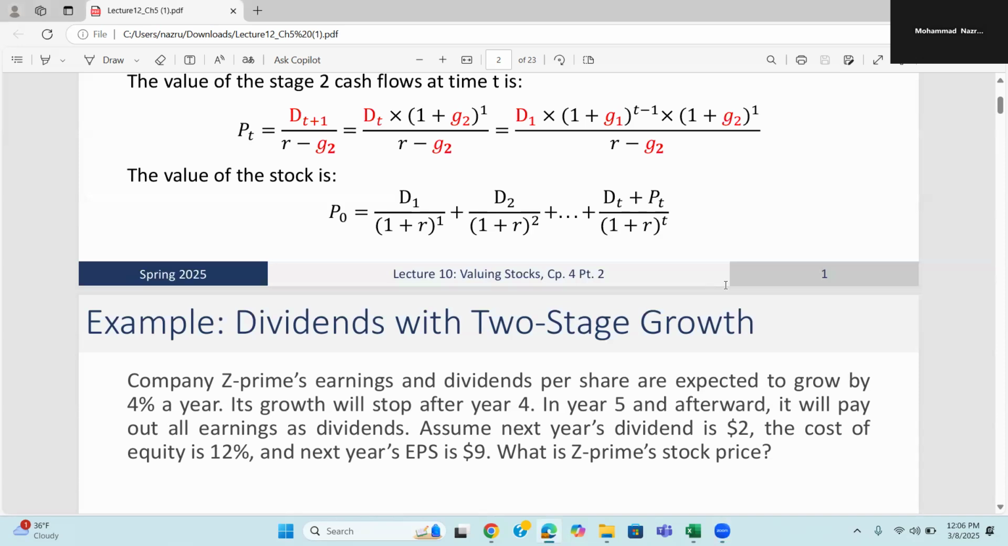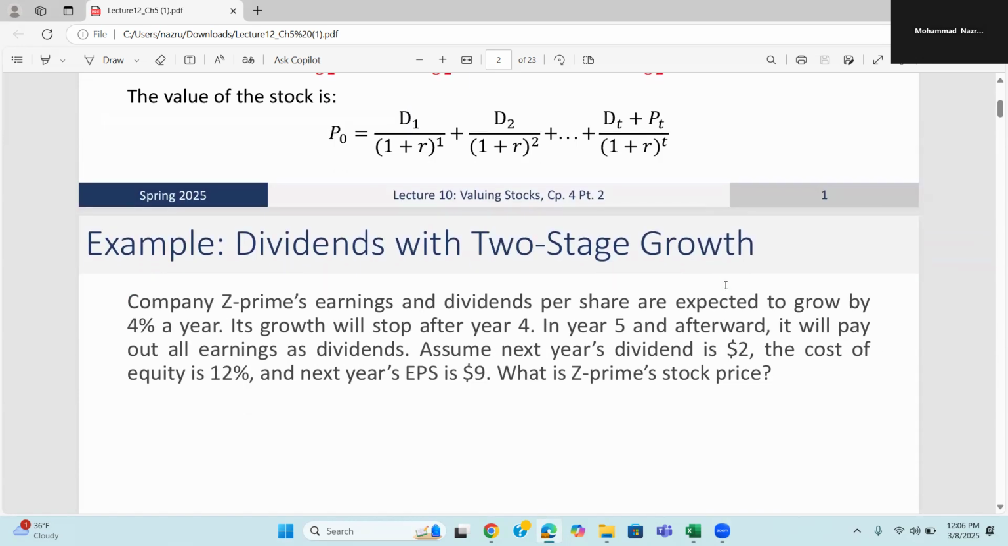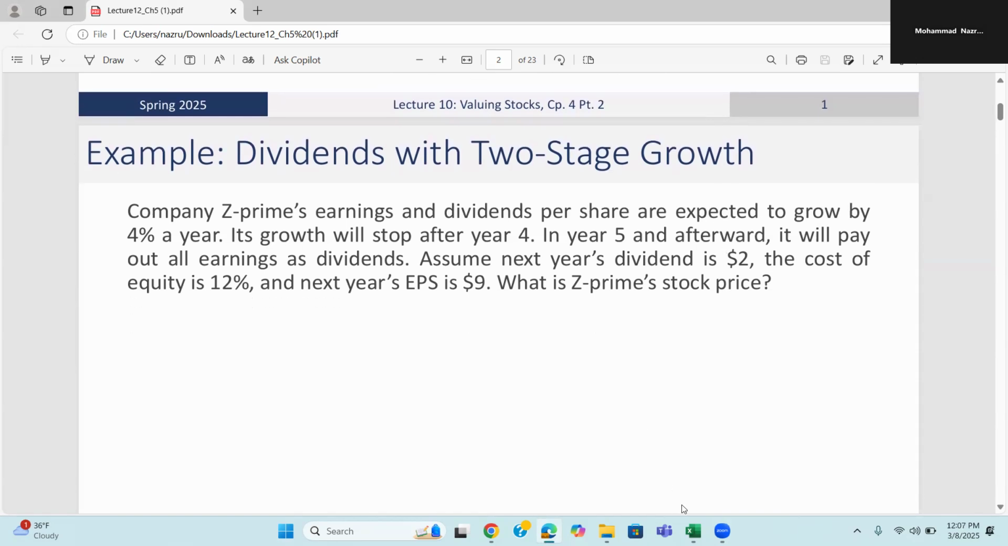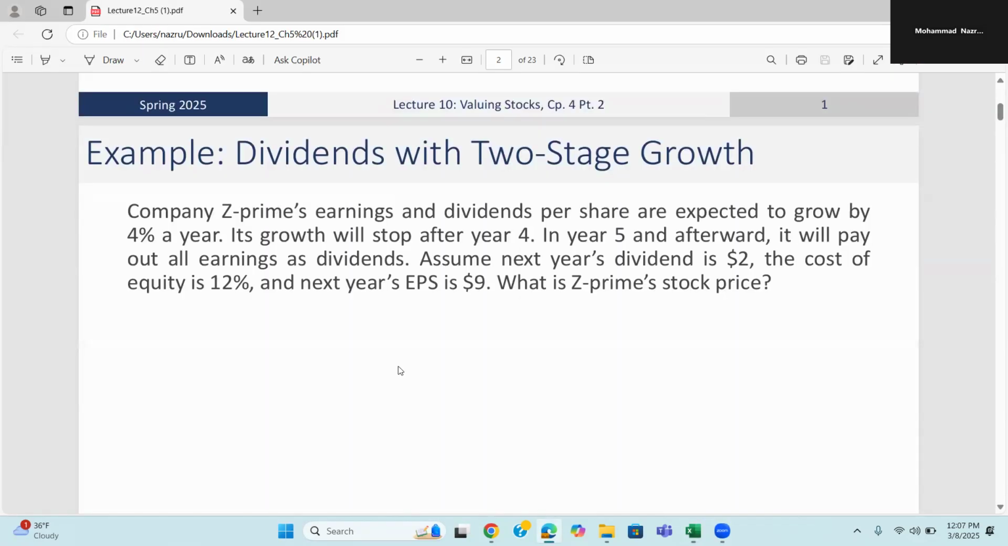So either way, you can do it by using a calculator with this formula, or you can also use the Excel sheet to solve this problem. Right? Let's start doing it together. So what is the information here?